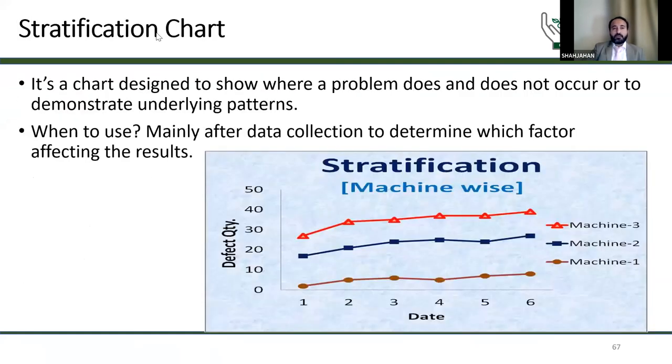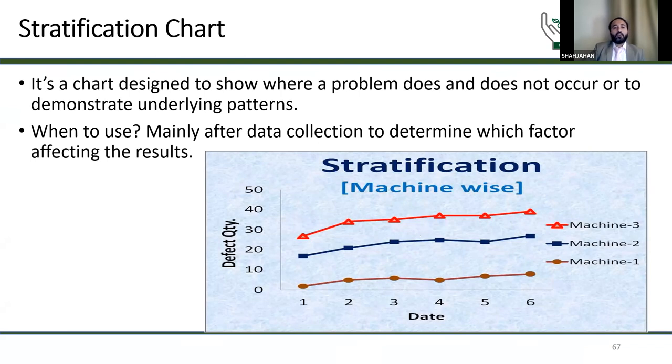Now the last one, this is the stratification chart. This is also like a line graph. But this is also a way of identifying your problem. Like if you see in this example, we have three machines. They have defective problems. Here, machine three has more problems, machine two less, and then machine one less. So this is just to stratify your problems.